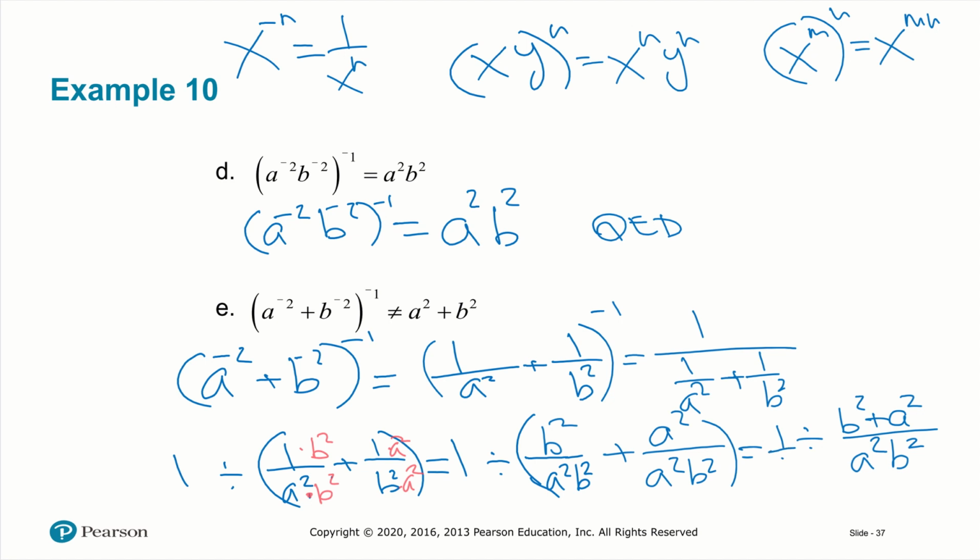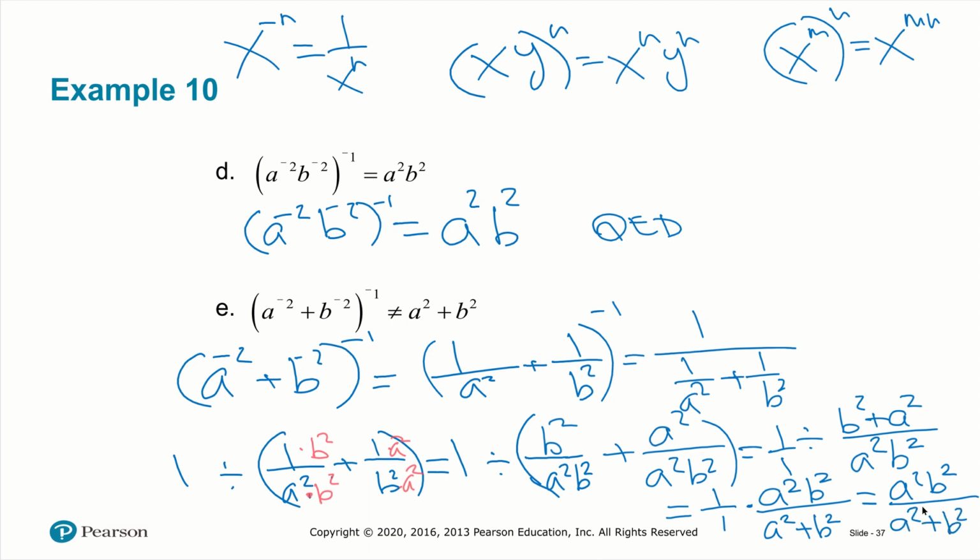Now think of this as 1 over 1, so we're dividing two fractions now, so the first fraction stays the same. We need to multiply by the reciprocal of the second fraction. So we get a squared b squared over b squared plus a squared. To make it a little nicer, I can always write it as a squared plus b squared. And of course, 1 times any expression is itself, so I just end up with a squared b squared over a squared plus b squared.